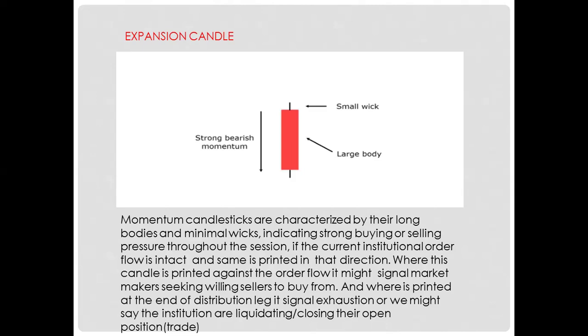And where a candle is printed at the end of a distribution leg, it signals exhaustion, and we may see institutions liquidating or closing their open positions. Assuming the market makers buy model has reached its terminus, the market makers have delivered to their target. Remember, in the FS community, we want to look at where the market makers are going this month, where they are going this week, and where they are distributing this day.